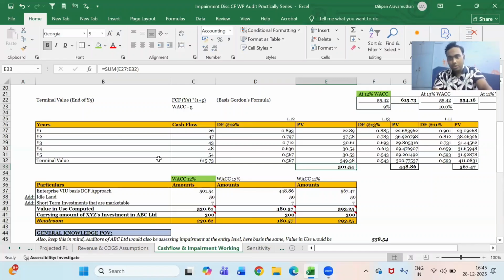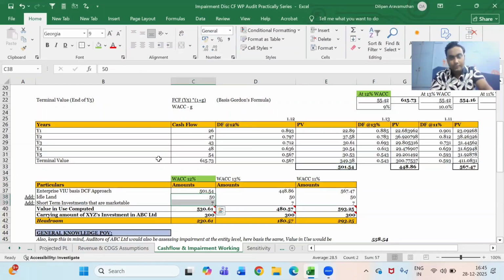You might have a doubt now, guys, as to why we are not computing fair value less cost of disposal. So we had a discussion with the management and we understood that they do not have an intention to dispose of the investment in ABC Limited. So since the fair value less cost of disposal is 0 and value in use is more than that, value in use is regarded as the recoverable amount for comparison with the carrying amount. I hope that is very clear. So we have a number of 501.54.